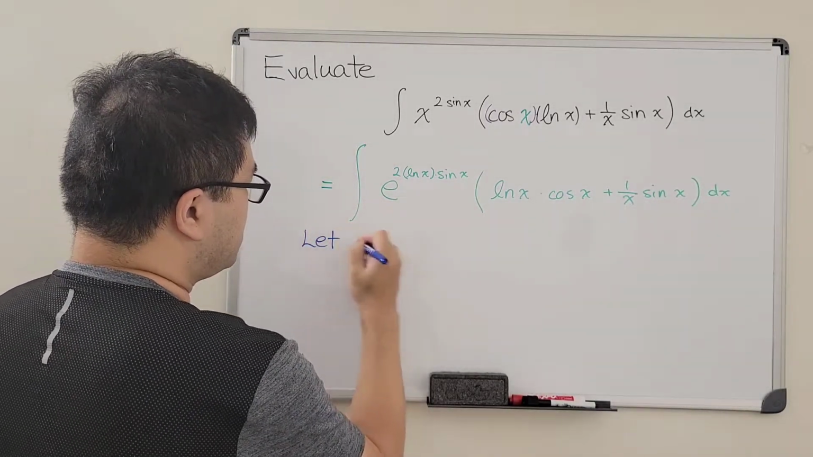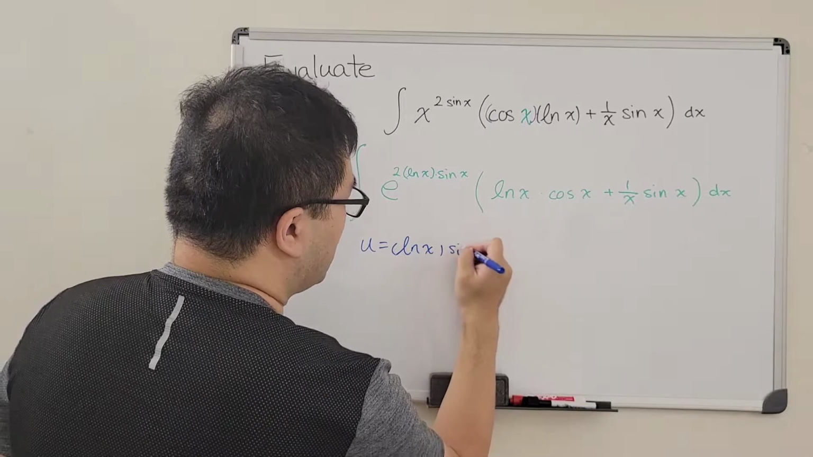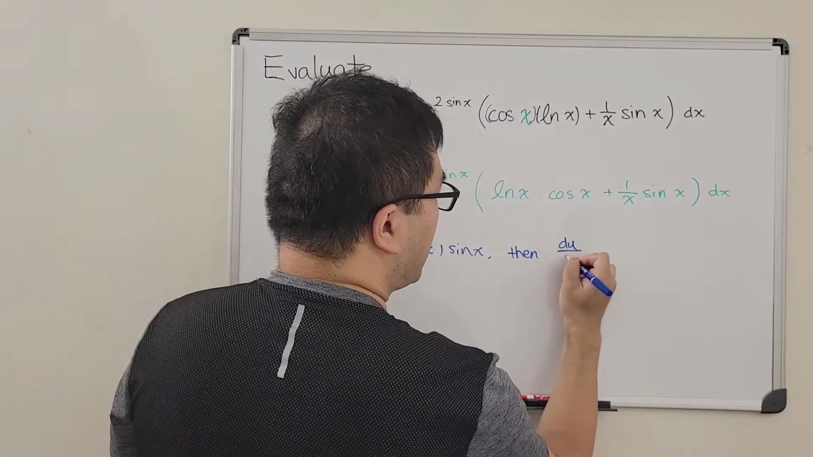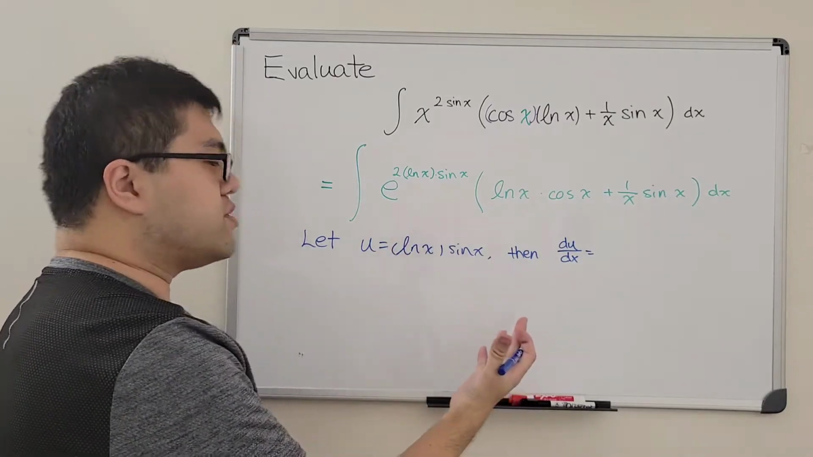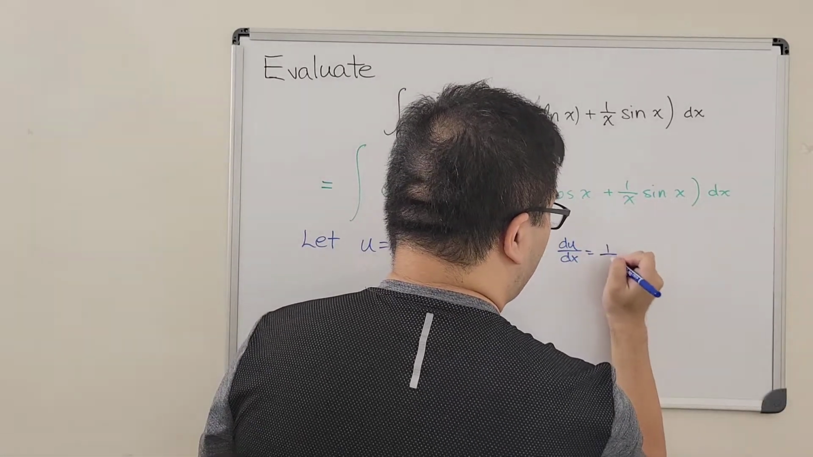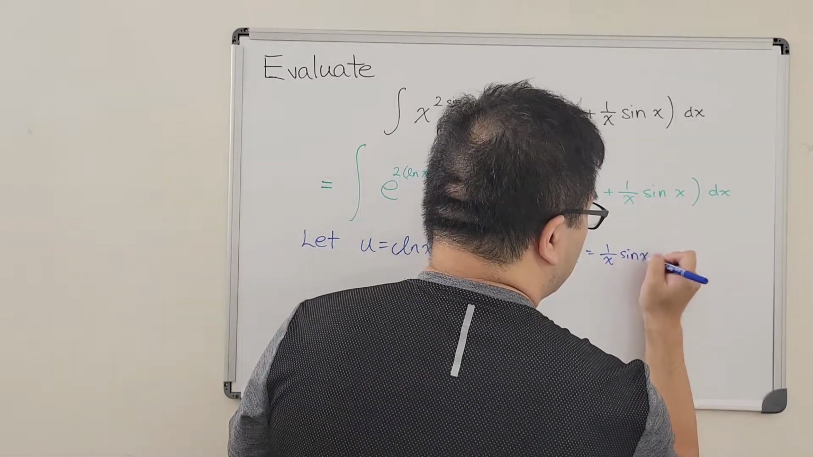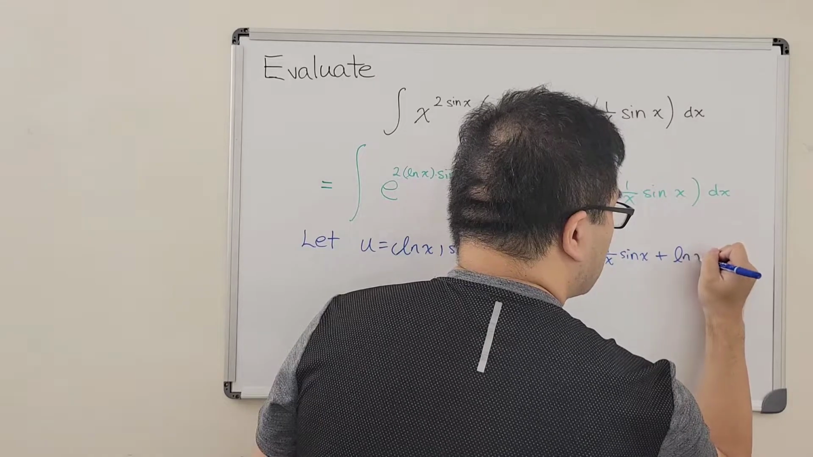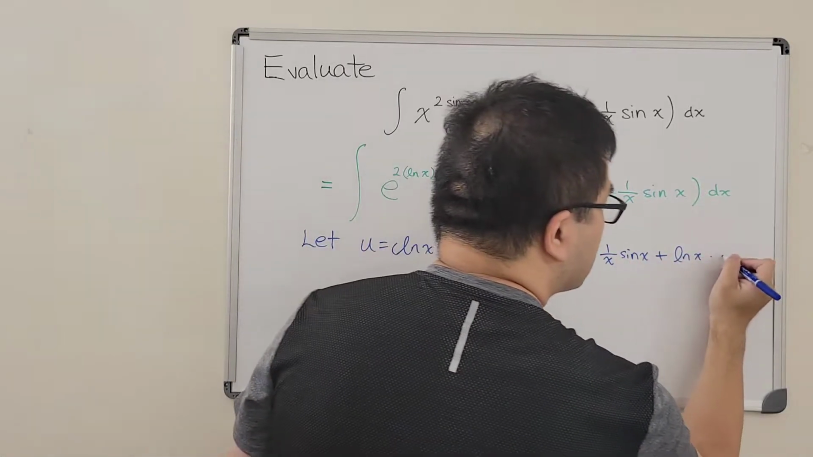Let u be equal to ln x times sine of x. This gives us du over dx is equal to, well, since this is a product, we need to now use the product rule. So it will become the derivative of the first part, ln of x, which is 1 over x, times the second part, sine of x, plus the first part, ln of x, times the derivative of the second part, which is cosine of x.